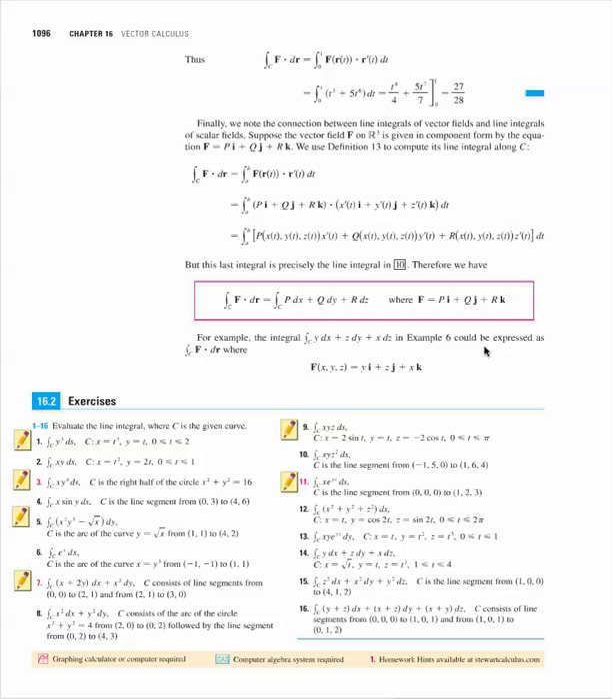And the last blurb on page 1096 is also pretty important. I would pay attention to that. It gives you one last equivalency here. So that's what I've got for section 16.2.